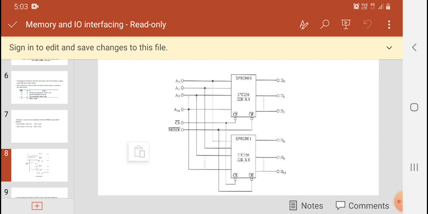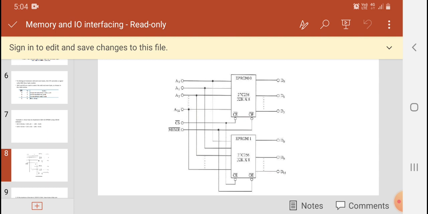Similarly, connect both the OE of the two ICs and give it to memory read. We are going to interface with the memory. To read, we have seen in the second unit itself, memory read and IO read. Since it is memory interfacing, connect both the OE and give it to memory read, MEMR.